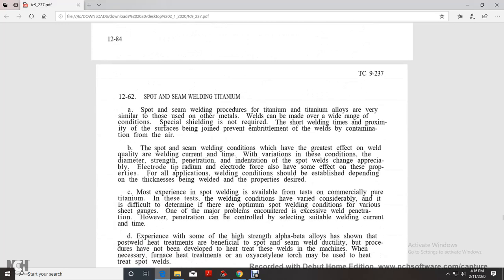Spot weld and seam weld procedure for titanium. Titanium alloys are very similar to those of the other metals. Welds can be made over a wide range of conditions. Special shielding is not required. Short welding times and proximity of the surfaces being joined prevent embrittlement of the welds and contamination from the air.